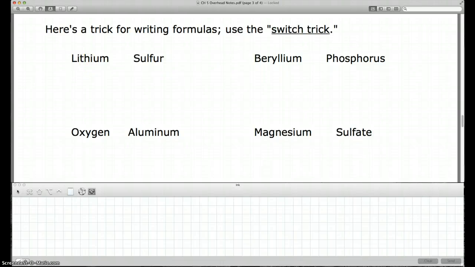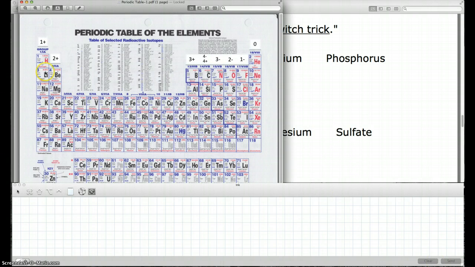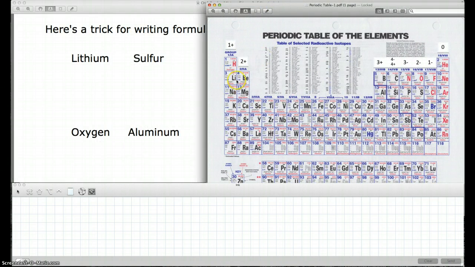So we have lithium and sulfur. Lithium is positive, sulfur is negative, so I know I want to put the positive one first. Another trick is that it doesn't always work, but 99% of the time, in the examples that we'll do in this class, you go from left to right on the periodic table. So again, we have lithium, which is a positive 1, sulfur, negative 2. What I do is I write the symbols.